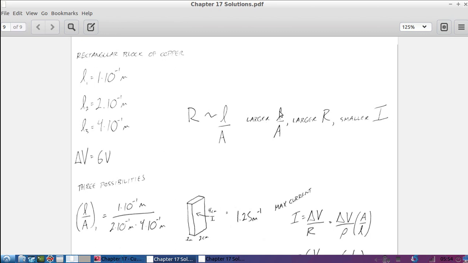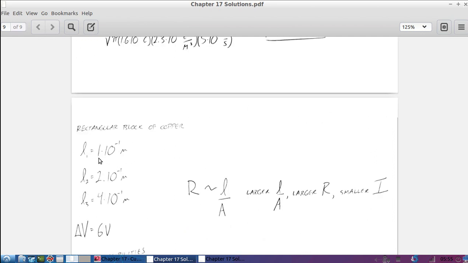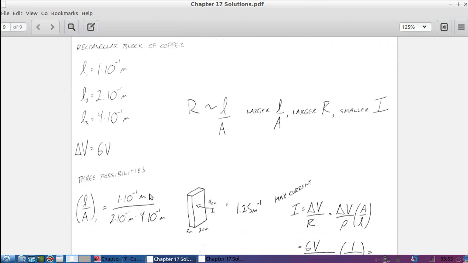The smallest L over A ratio I get, the smallest resistance that this block is going to present. So I'm going to have the maximum current there. So basically I'm just going to calculate all 3 possible L over A's. I've got 3 possibilities. I'm going to calculate L over A for each scenario, and whichever L over A is smallest, that's the max current. Whichever L over A is largest, that's the min current. So first, this is the length, and the product of L2 and L3 is the area.